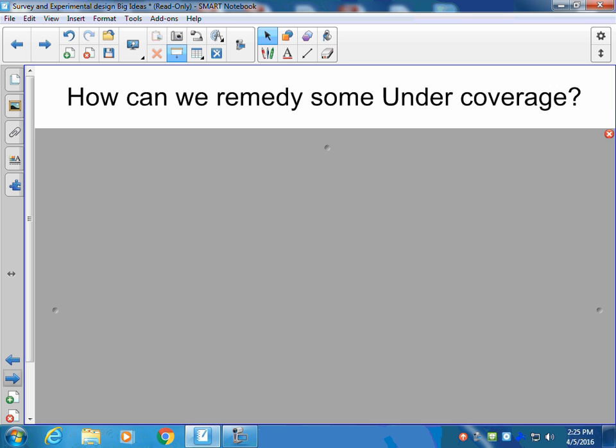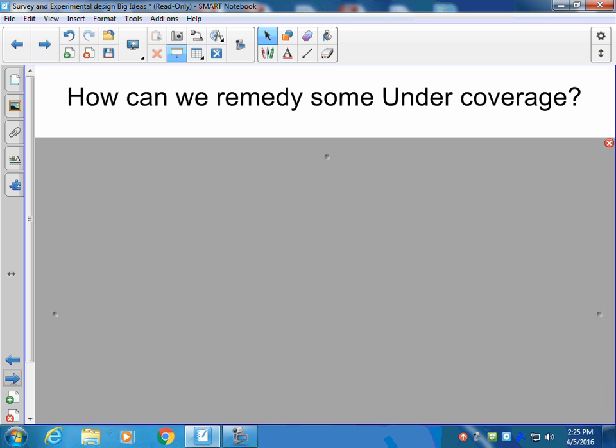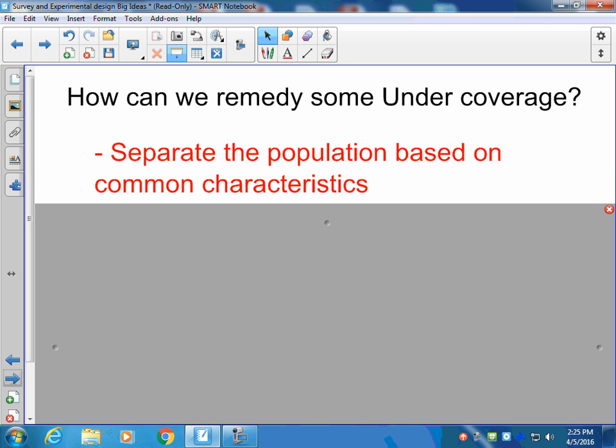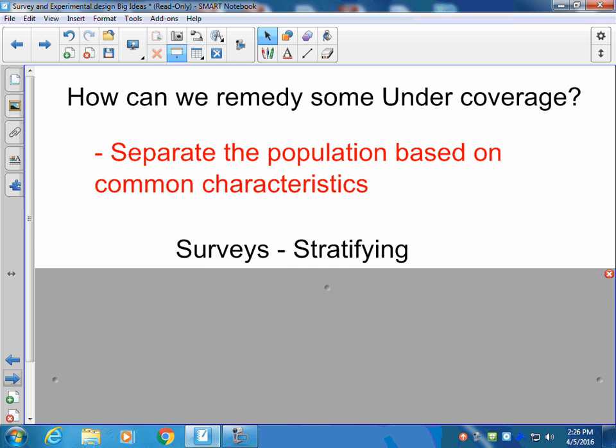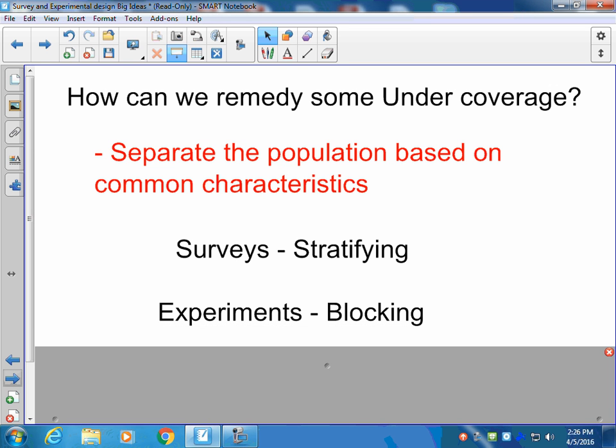Okay, now, how can we remedy some undercoverage? Okay, some undercoverage can't be remedied, but we can definitely remedy some of it overall. And how we do that is we can separate the population based on common characteristics. Okay, so if there are specific groups that we're concerned about, and those groups have common characteristics, we want to separate the population into those groups first before we do our random selection. Now, once we have separated them, then we would do our random selection.